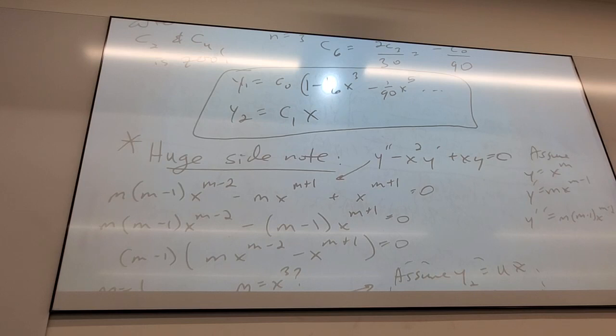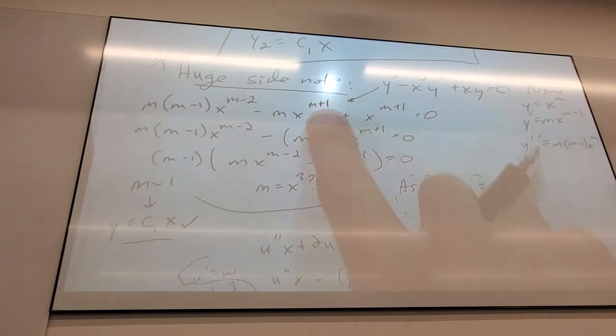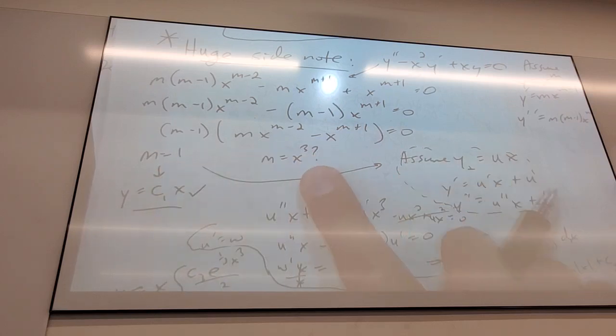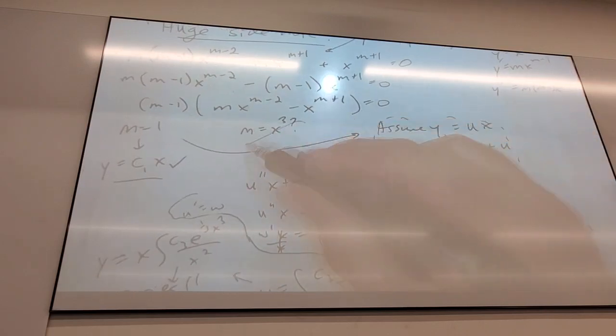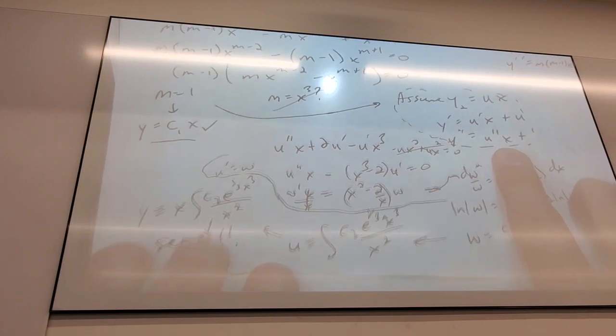But that answer made me think, what happens if I assume y is x to the n? Because I should get n as 1 for one answer. And sure enough, if you do all the algebra, and again, there's no reason I would know ahead of time this would work. It's not Cauchy-Euler. But if I do all the algebra, sure enough, I get m equals 1. I also get m equals x cubed, but that doesn't really mean anything. So then I just did variation of parameters, because that's what I do to have fun.